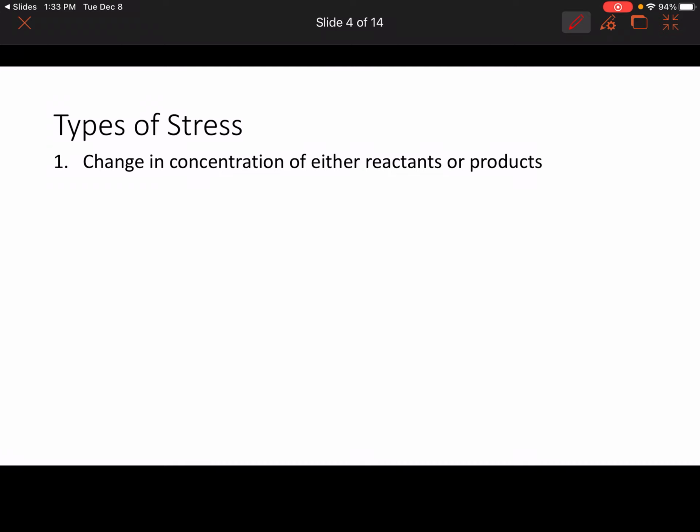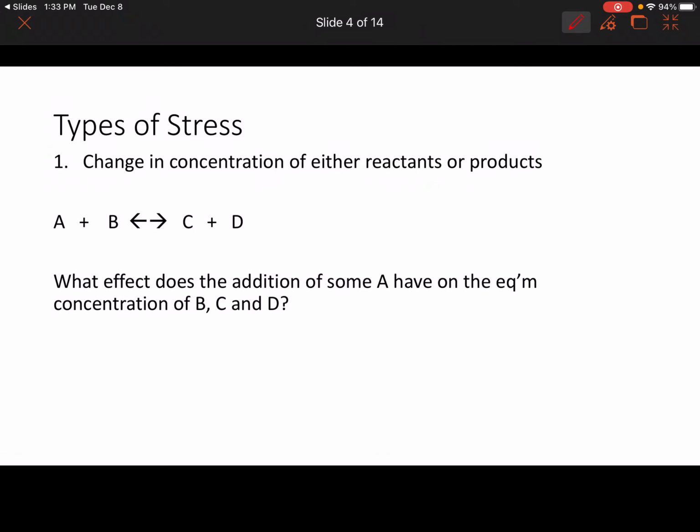Okay, sorry. So the first kind of stress that we're going to talk about is changing the concentration of either the reactants or the products. If we've got this system here, A plus B is in equilibrium with C plus D, the question is, what effect does the addition of some A have on the equilibrium concentrations of B, C, and D? What this means is we are taking the concentration of A and we are increasing it. So the question is, what will that do to equilibrium?